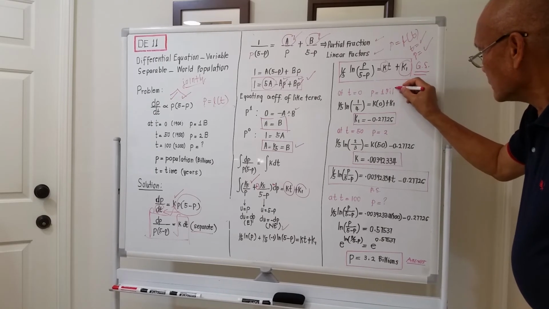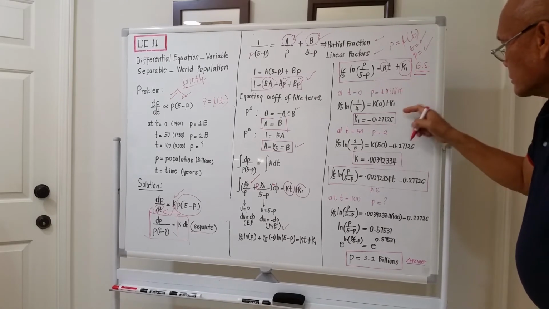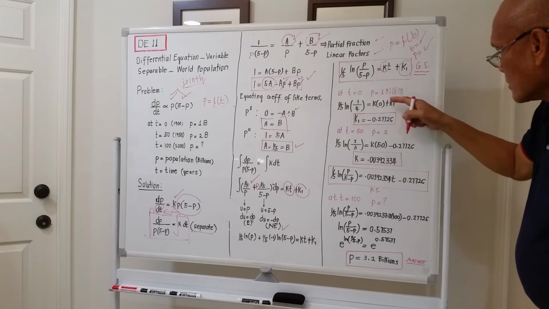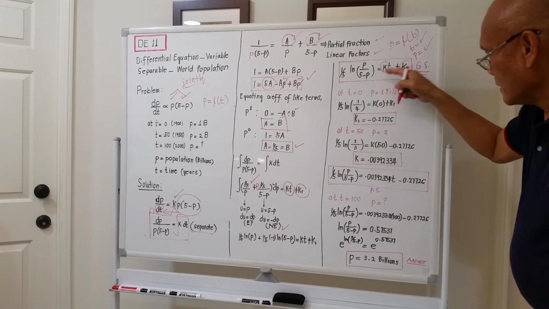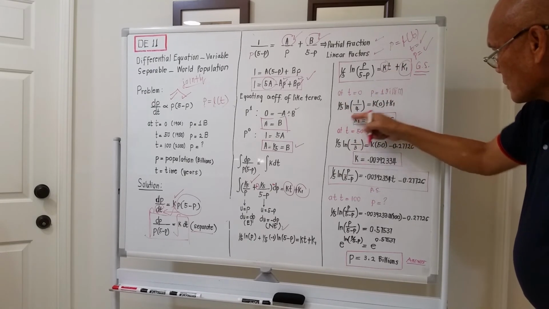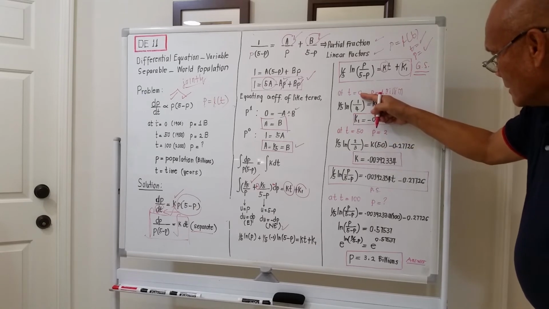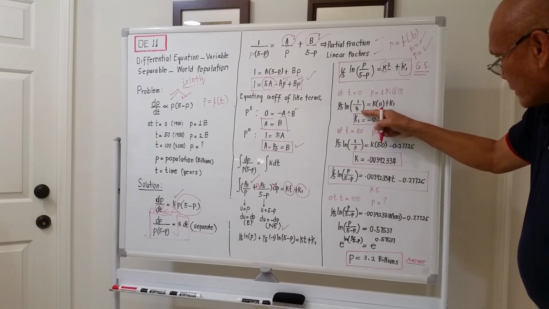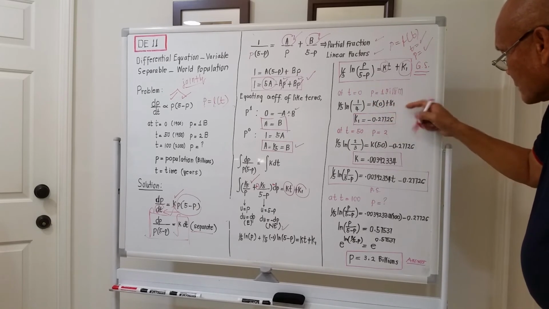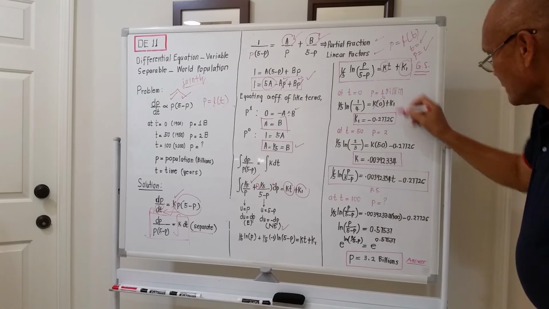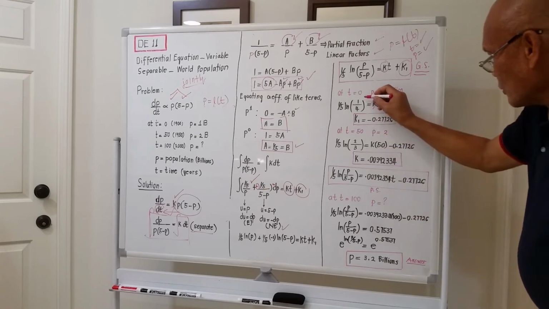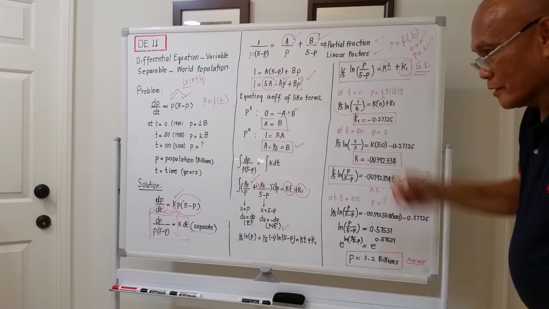This is 1 billion. So we place t equals 0, P equal to 1 back here. This should be 1/5 the natural logarithm of 1 over 5 minus 1, which will be 4, equal to k times 0 plus k1, but this is 0. Okay? You can compute this one using your calculator.